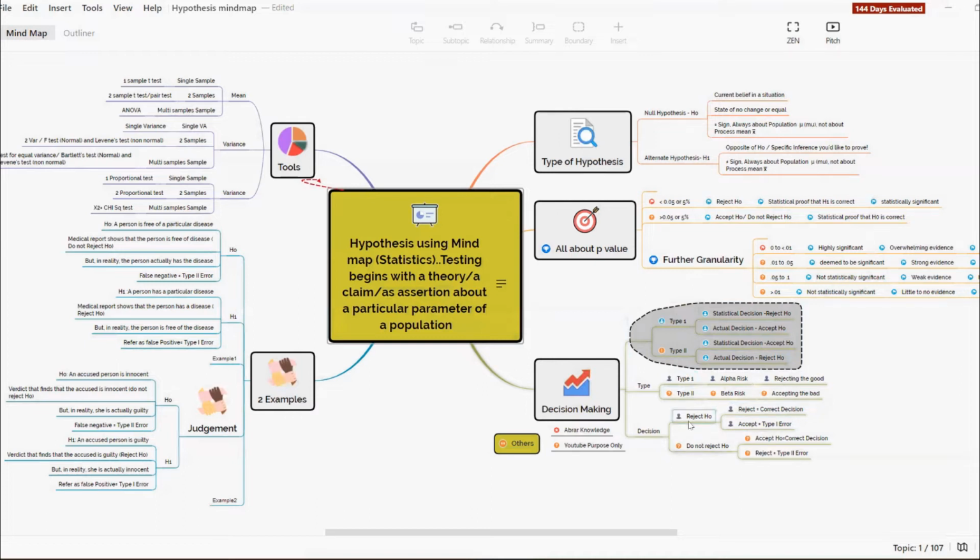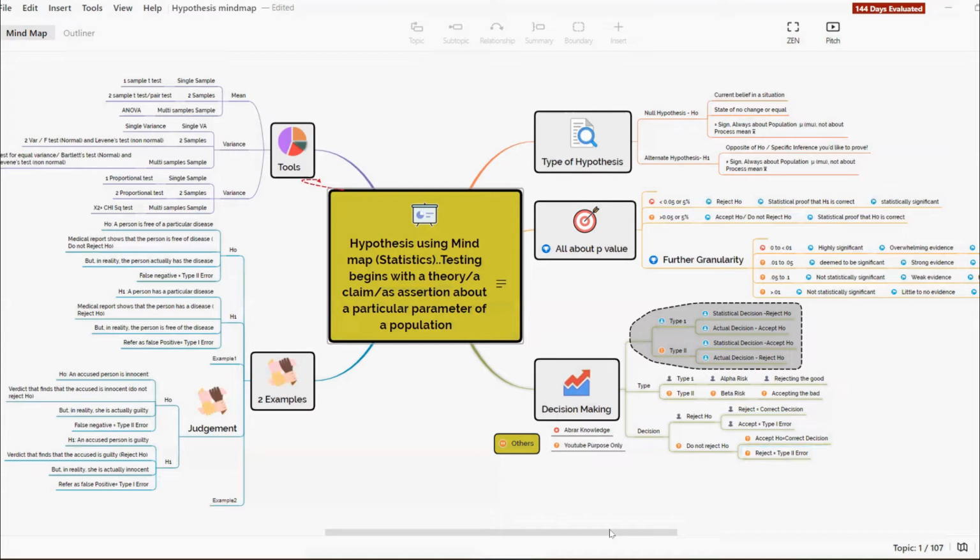So this is the one: reject the null hypothesis, that is the correct decision, and if you do it the opposite, that is type 1 error. And do not reject the null hypothesis, the correct one is to accept the null hypothesis, that's the correct decision, and if you do it vice versa, that is type 2 error as such.